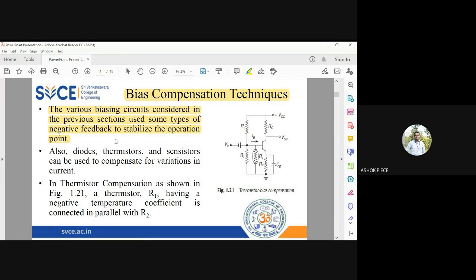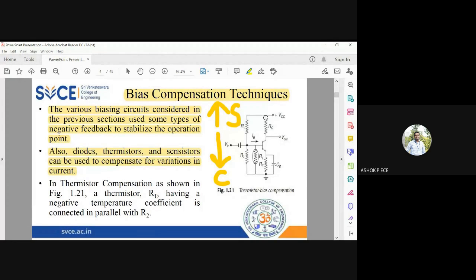But in case even after designing your biasing circuits, there is a variation in collector current, then the Q point will either move up or move down. Moving up means it will go towards saturation. Moving down means it will go towards cutoff. So the active region operation of the BJT cannot be maintained. So I'm going to use additional devices called diodes, thermistors, and sensistors for compensating the variation in the collector current.